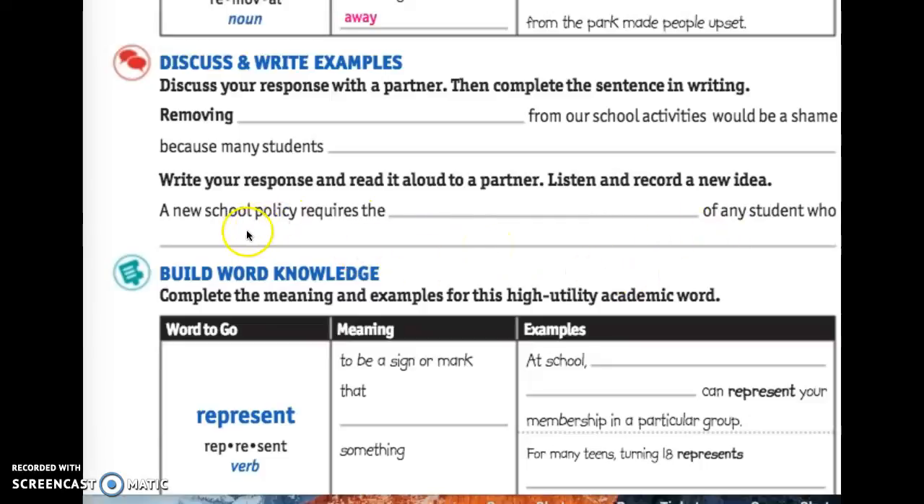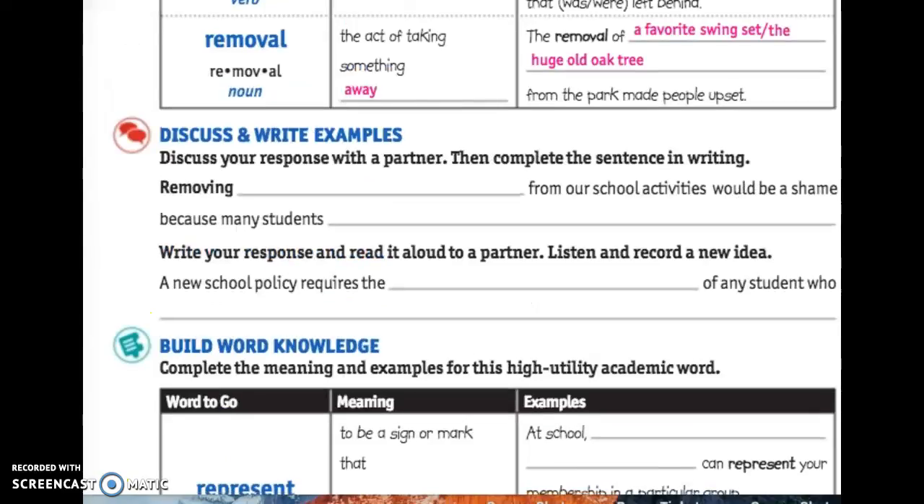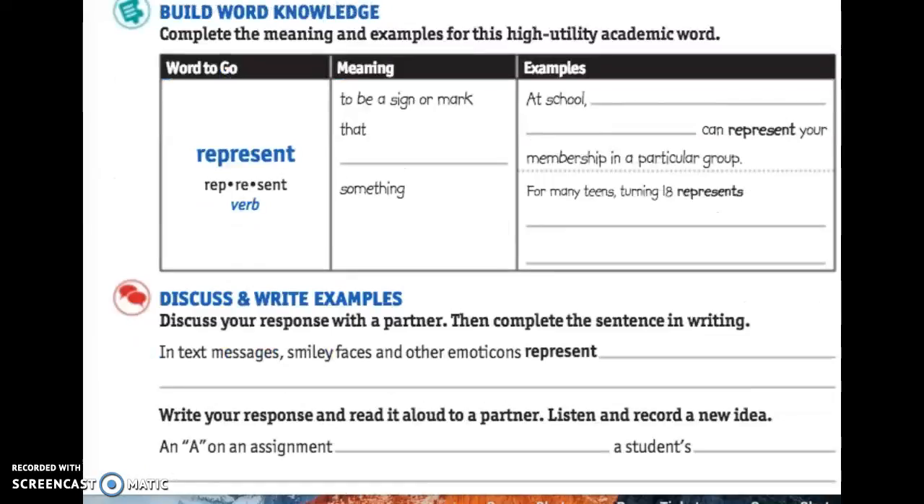Any student who bullies another student would be an example. But what would be an example that would get somebody removed from school or cause the removal, because it's a noun, the removal from school? Let's continue down the page and go to the next word.